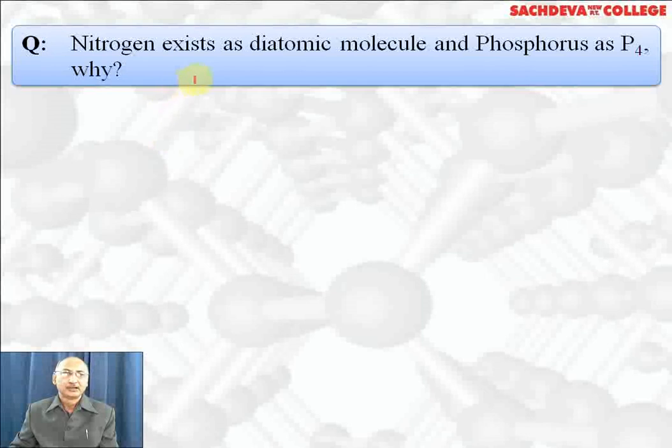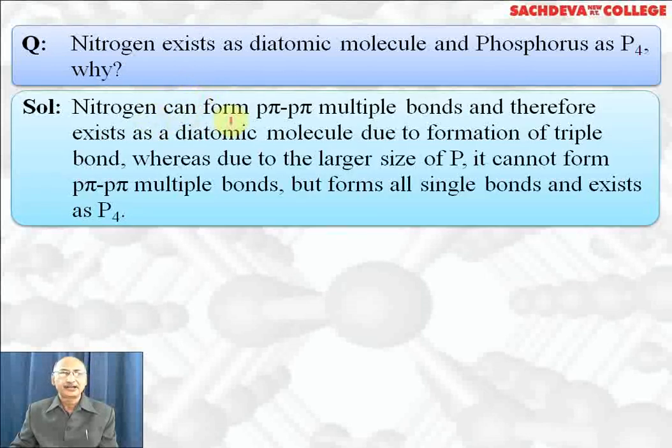Nitrogen exists as diatomic molecule, phosphorus as P4 tetraatomic. Nitrogen can form p-pi multiple bonds, therefore it exists as diatomic, whereas there are single bonds in P4 molecule and phosphorus being larger in size cannot form p-pi multiple bonds, that's why it exists as P4.